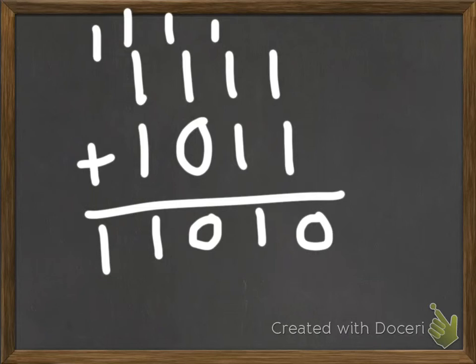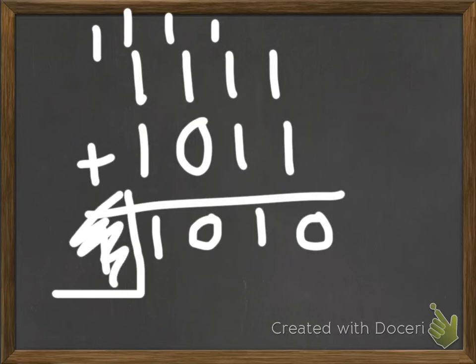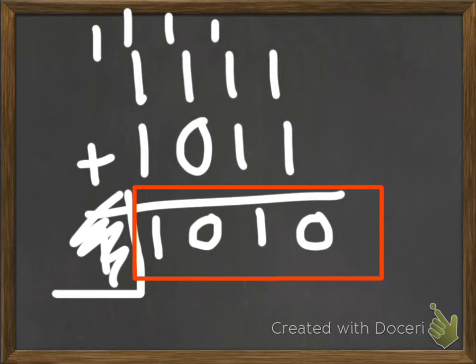Now, with 2's complement, as you can see here, there's this extra bit that got carried over. This can actually just be ignored. And the result that we actually wanted is right here. So 15 minus 5 is 10, and this right here, the 1, 0, 1, 0, is 10.